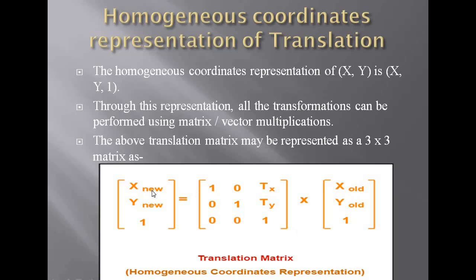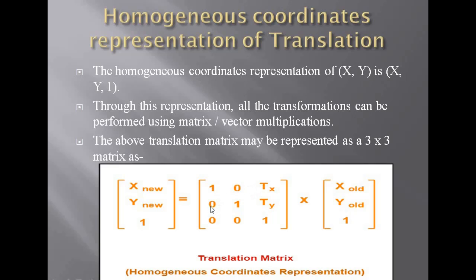Here x new will be obtained if you multiply this matrix with this matrix. Here 1 multiplied by x old, plus 0 multiplied by y old, plus tx multiplied by 1. You will get x old plus 0 plus tx. It represents the same as in the previous slide, that is x old plus tx.